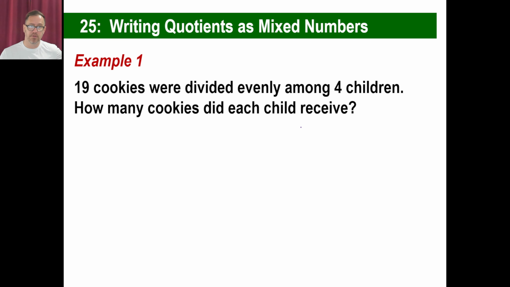All right, well, let's do a couple of these. 19 cookies were divided evenly among 4 children. How many cookies did each child receive? Well, we'll see. So we got 4 divided into 19. 4 into 19, of course, is 4, and that's 16. There's 3 left over, okay? We don't put remainder 3. We put 4 and 3 over 4, that number on the top, then this number here. So each kid got 4 3/4 cookies.